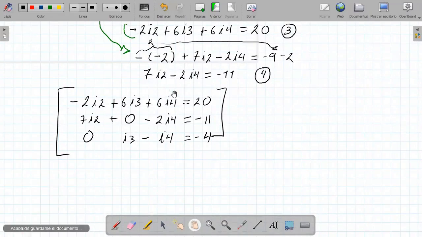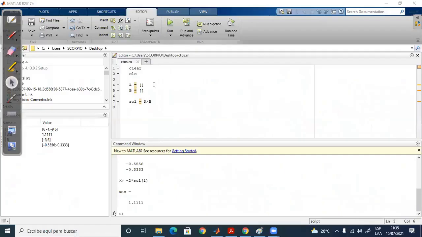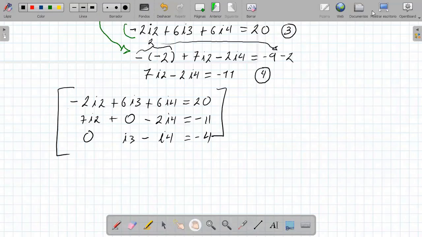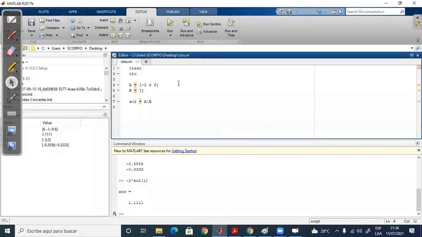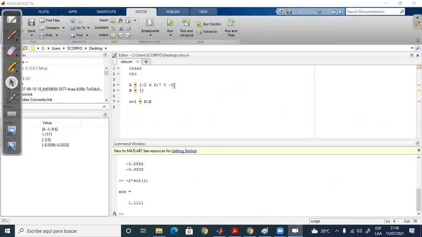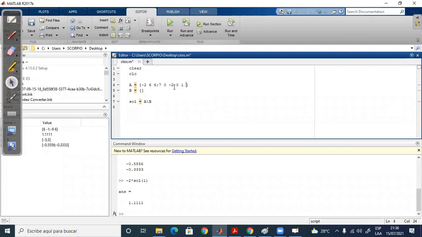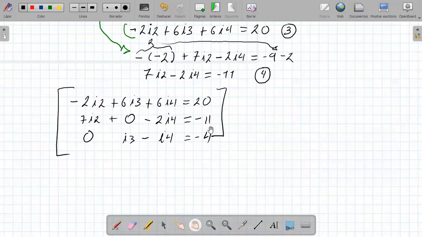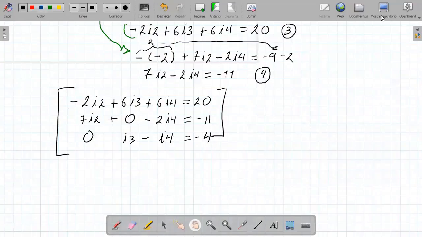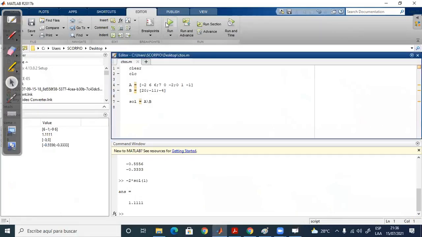From MATLAB I have the values: minus 2 6 6; 6 6 7 0 minus 2; 7 0 0 1 minus 1, and the solution would be 20 11 minus 4. Good. I confirm that everything is fine.